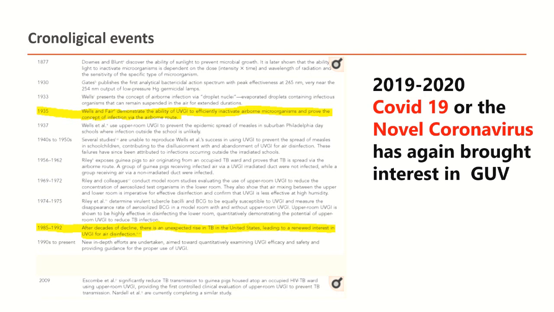After again a gap, in the mid 80s and the early 90s, in the United States there was a resurgence of tuberculosis, and during this time the effect of UV found renewed interest. Again in the year 2020, because of COVID-19 and the novel coronavirus, the germicidal properties of UV have found renewed interest again.